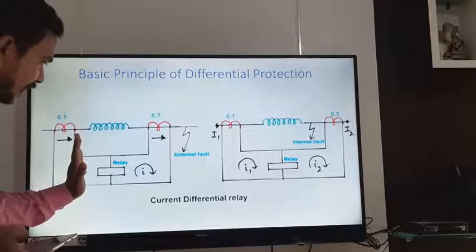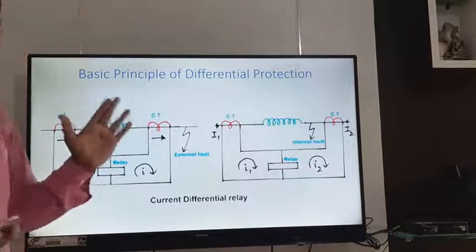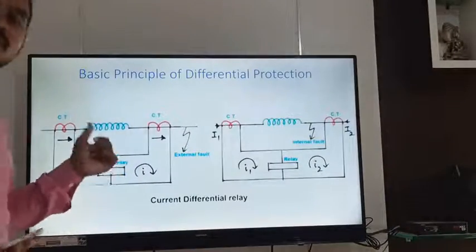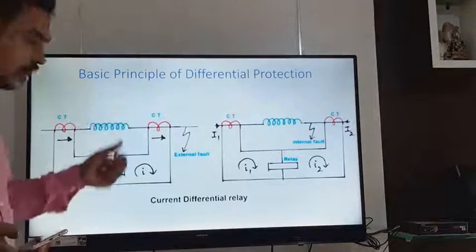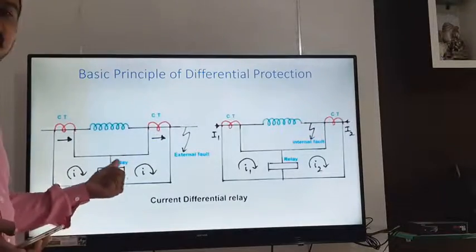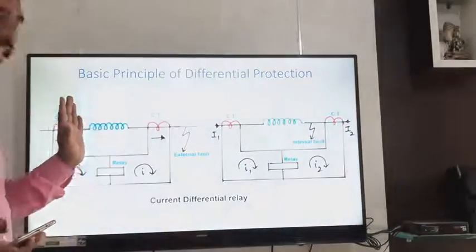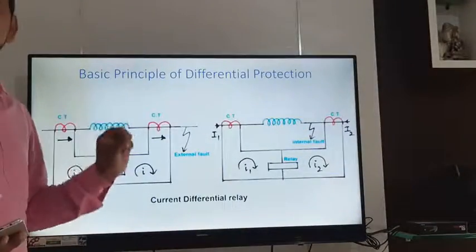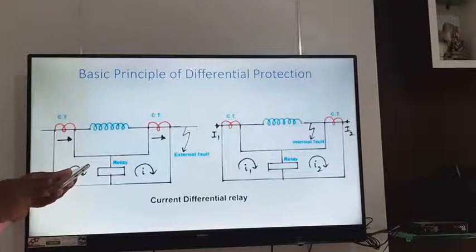So current I1 is more, I2 is less, that means in normal condition also a differential current is flowing through the operating coil of the relay. Even though there is no fault, in this condition the relay coil will energize and give a signal to the circuit breaker. So in normal condition also the relay will operate. This is the problem that arises when we are using differential protection.